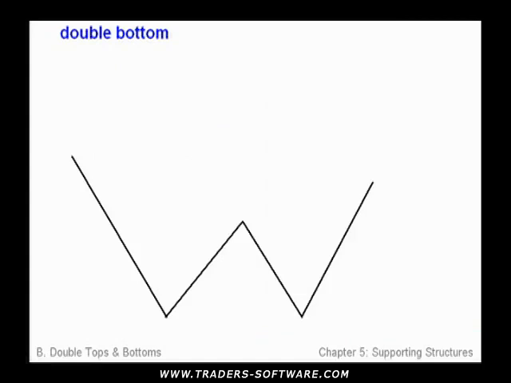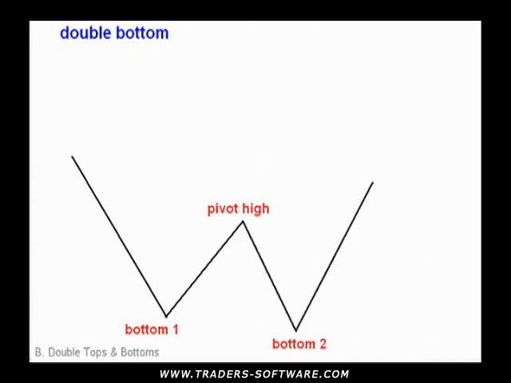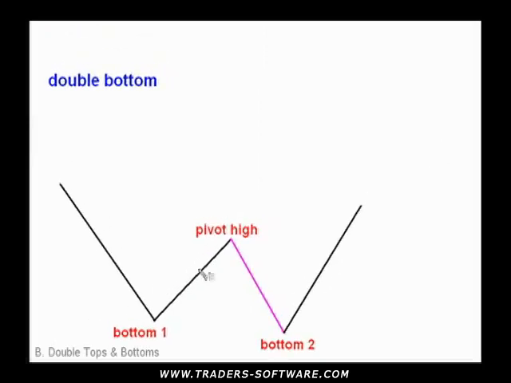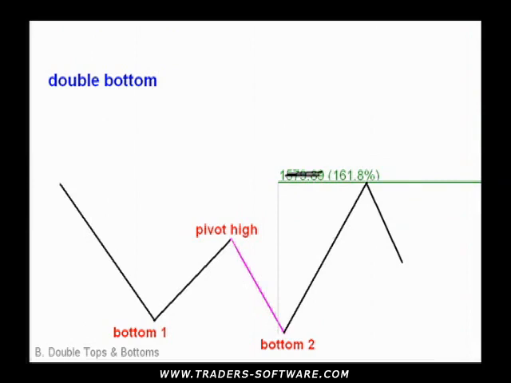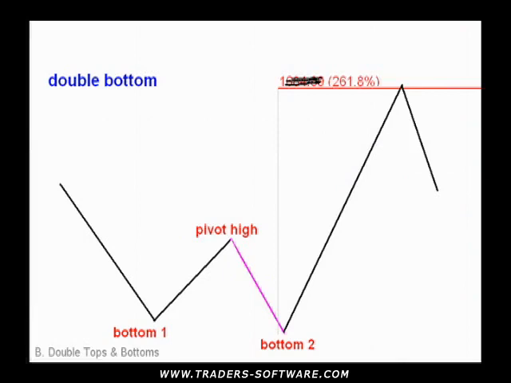Let's take a quick look at the double bottom. You have the two bottoms and the pivot high in between. These are the three components of a double bottom. The second bottom can be a little bit higher or lower than the first bottom. If it's lower, then we'll just use this as the reference range to project up. And here we're going to draw in the Fibonacci ratios. Here it reacts to the 161% extension. Here it reacts to the 200% extension. And here it drops after hitting the extreme 2.618 single-sided extension, which is more common and more reliable because it is extreme.